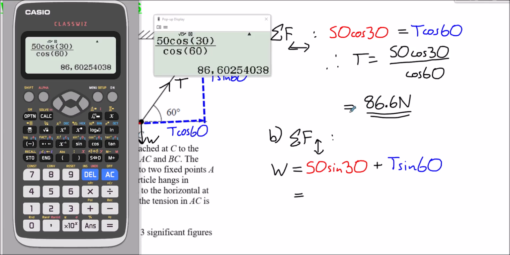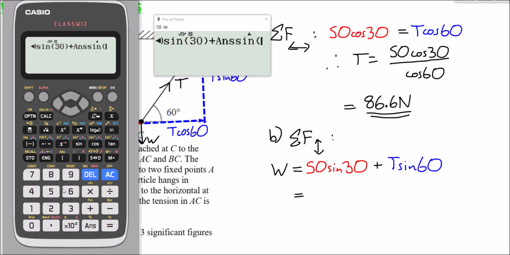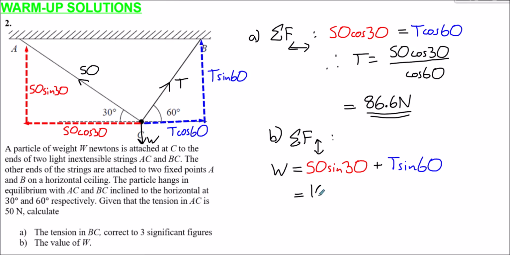So there, T is 86.6, so that's our stored answer, look. So here I can just type in 50 sine 30 plus that answer multiplied by sine 60. And what do you know? It drops out to be exactly 100 newtons. Isn't that nice?